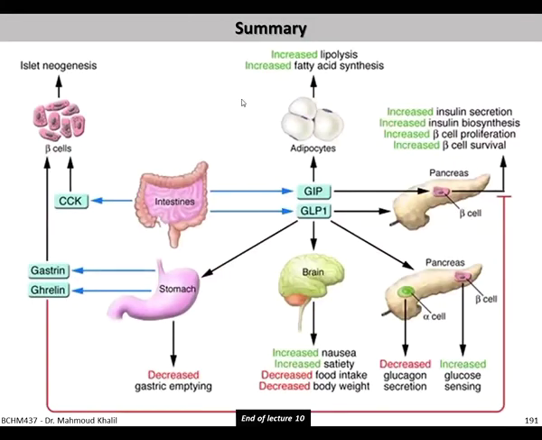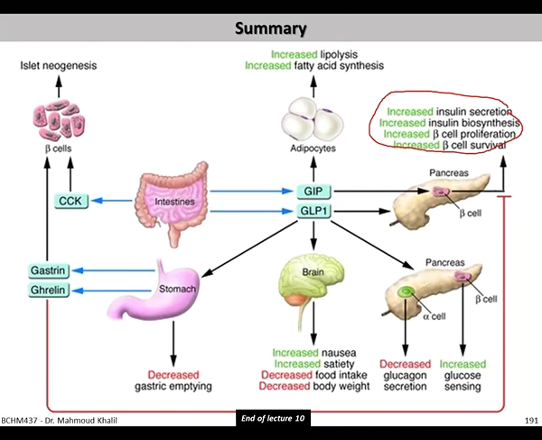Here we'll summarize all of the hormones involved in the process of glucose homeostasis. So you can see here, let's have a pointer. Okay, let's start from the pancreas. You can see that beta cells of the pancreas are stimulated for increased secretion of insulin, increased insulin biosynthesis, increased beta cell proliferation, and increased beta cell survival. All of these four mechanisms add up to increasing the secretion of insulin.